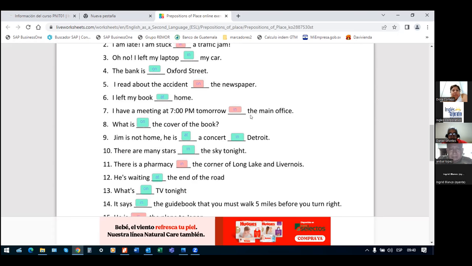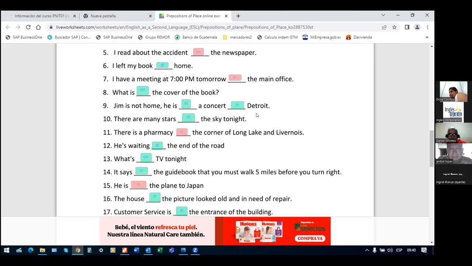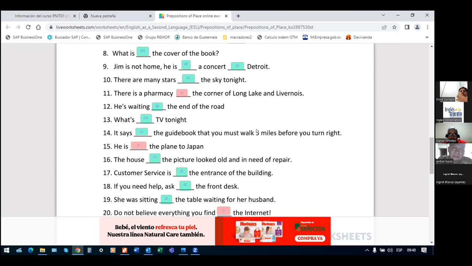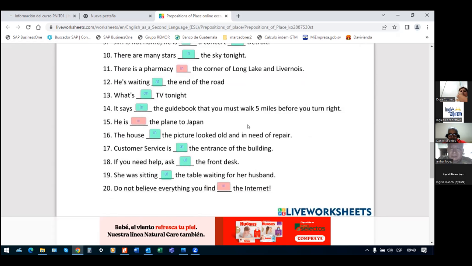De ahí, en las 7, quizás era at the main office. Sí, es at. La 11 también. La 3: at the corner. At the corner. ¿Cuál es la otra? La 15. On the plane. Ok.